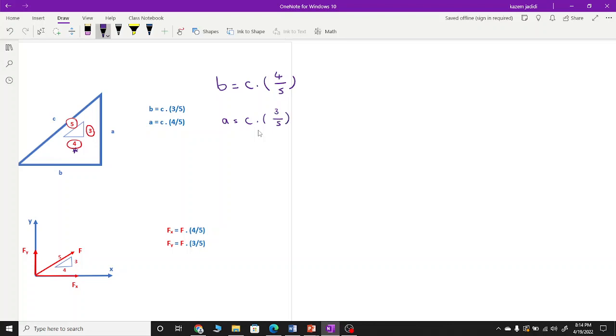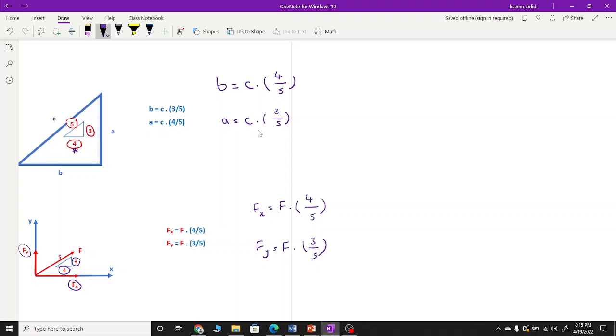Now, again, we are going to deal with forces instead of A, B, C. In this particular example, you can see that 4 is parallel with x, or Fx, and 3 is parallel with y, or Fy. That means Fx is going to be F, which is the hypotenuse, times 4 over 5, and Fy is F times 3 over 5.